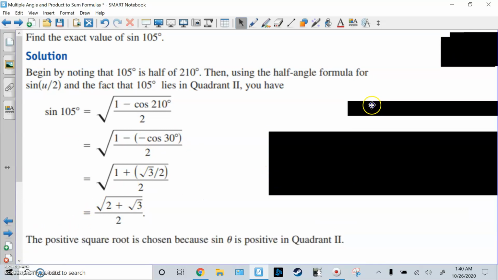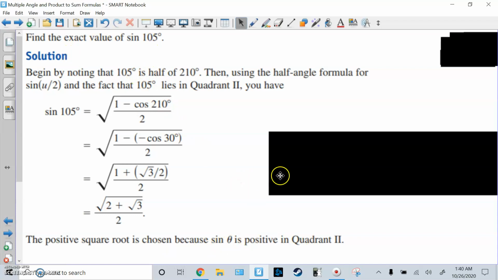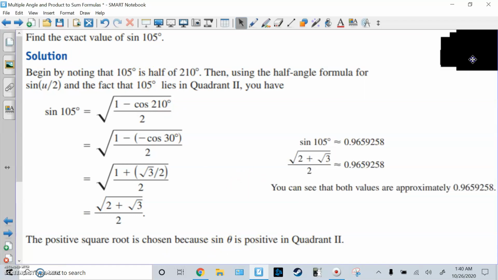I think this is next. Alright, they chose a positive square root because sine theta is positive in quadrant 2. 105 degrees is in quadrant 2. Now if you type sine of 105 in the calculator, you get this decimal. If you type square root of 2 plus square root of 3 all over 2, you get the same decimal.